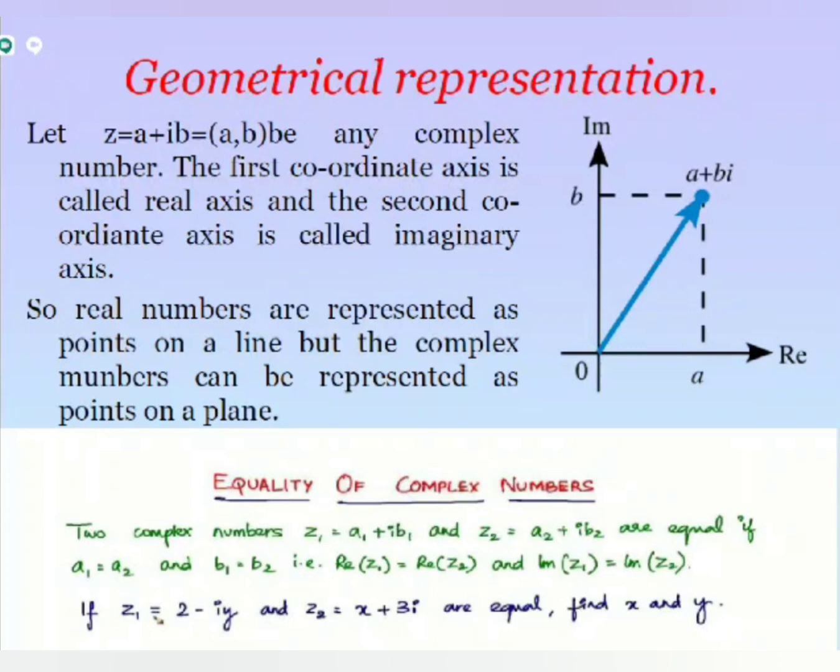Now easily we can show that if z1 and z2 are equal, then the real part of z1 equals 2 and the imaginary part of z1 equals -y, and the real part of z2 equals x and the imaginary part of z2 equals 3. So we have x equal to 2 and y equal to -3.